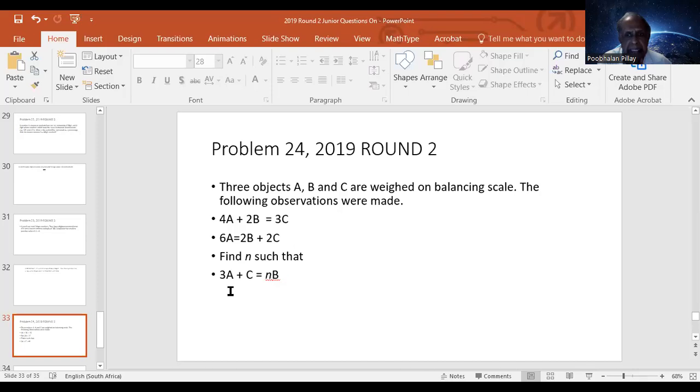And the question is, if I put 3 of the object A and 1 C on one side, this is a balancing scale. So in actual fact, what you've got is something like this, and you're putting stuff here and balancing it out. So you've got 4 A's and 2 B's on one side, which is the same as 3 C's on the other side, and the same thing with the others. So I have 3 A's and a C on one side, but how many B's must I put on the other side to make this balance?